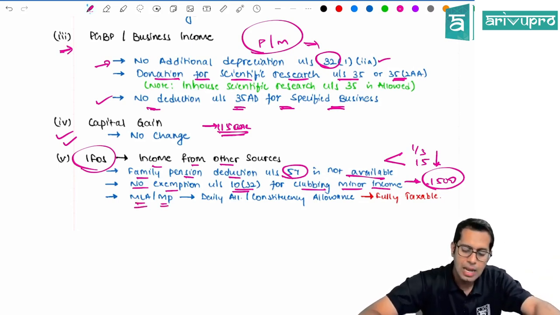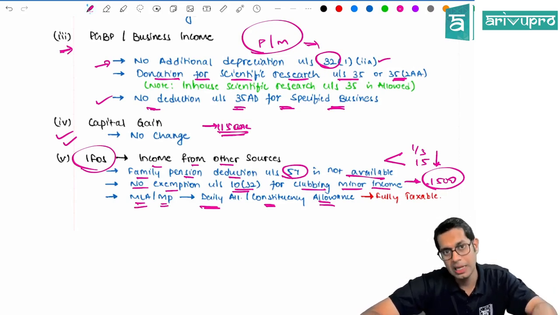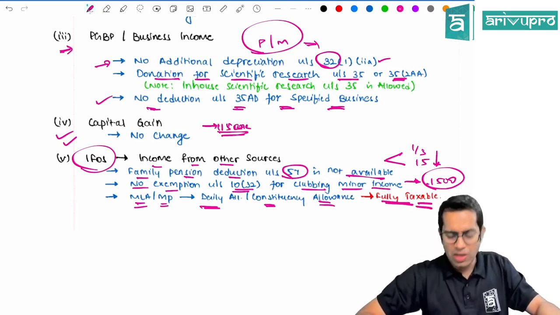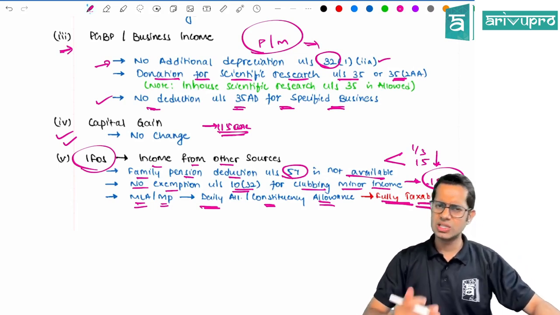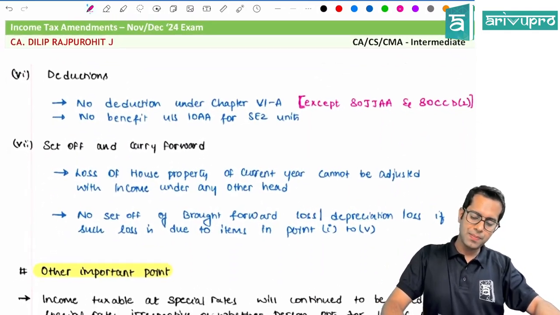And if you are an MLA or MP, then your daily allowance and constituency allowances, which were exempt normally, will now become fully taxable. So if you are an MLA or MP, your daily allowance and constituency allowances are normally exempt, but now they will become fully taxable if you follow 115BAC.